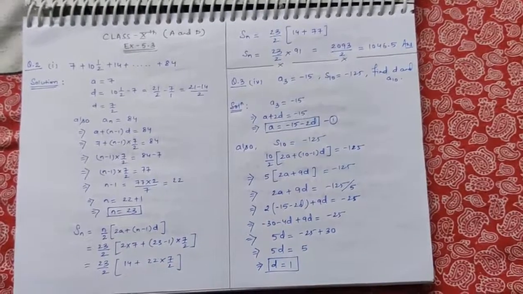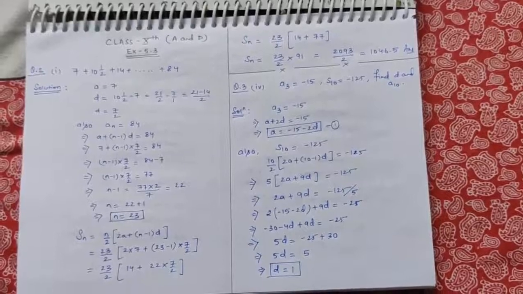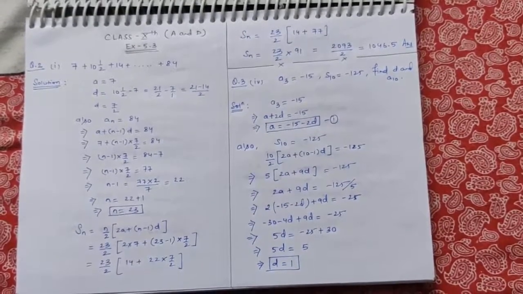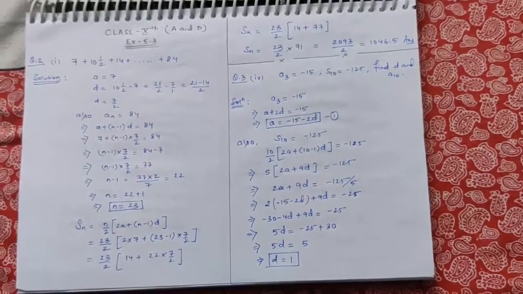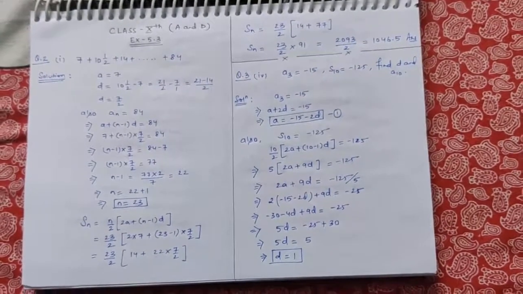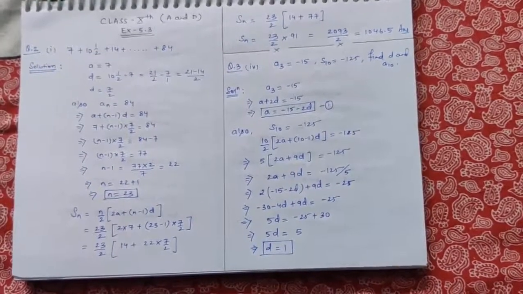Now the last term is 84, which is the an. Applying the formula of an, a plus n minus 1 into d is equal to 84. Substituting the value of a as 7 and d as 7 by 2, and solving as per the rule of equations, we get the value n is equal to 23.